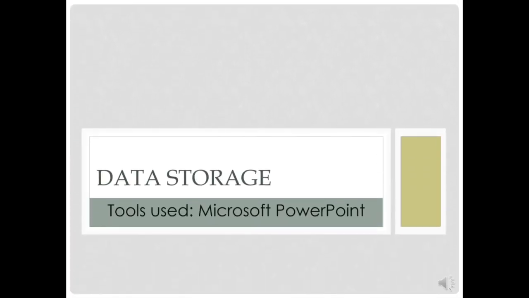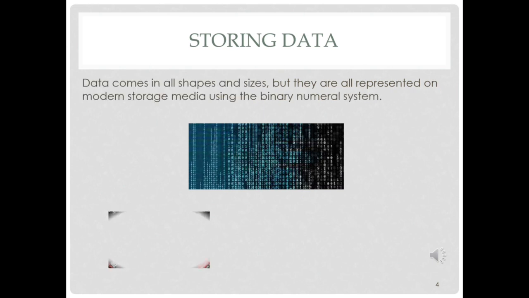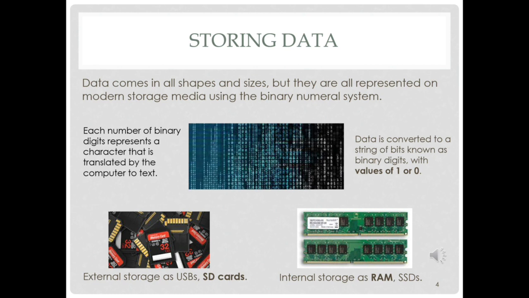Our project discusses data storage. Data comes in all shapes and sizes, but they are all represented on modern storage media using the binary numeral system. Each number of binary digits represents a character that is translated by the computer to text. Data is converted to a string of bytes known as binary digits, with values of 1 or 0.